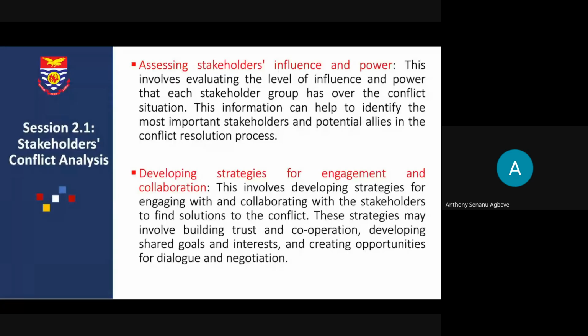Then so be it. So identifying their interests and concerns is very important to dealing with the conflict situation. Then you assess their influence and power. This information is to help you identify the most important stakeholders and potential allies in the conflict resolution process.